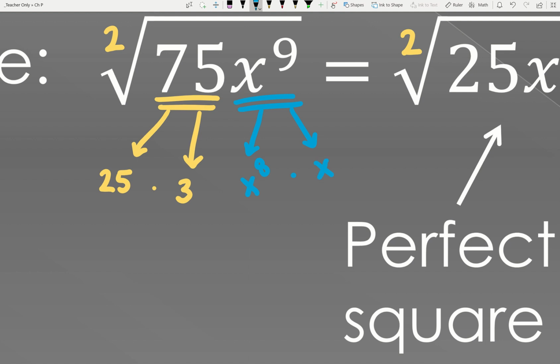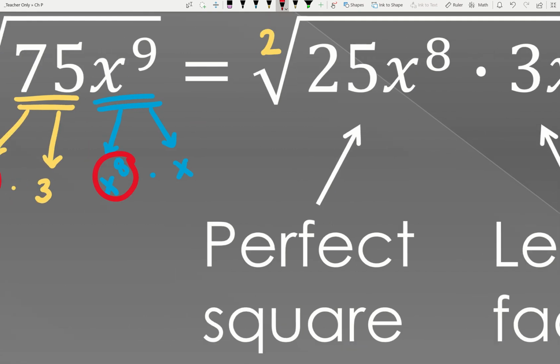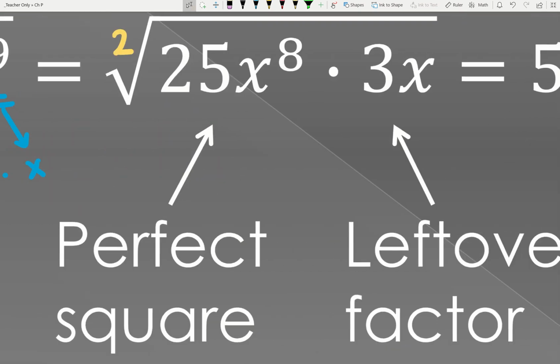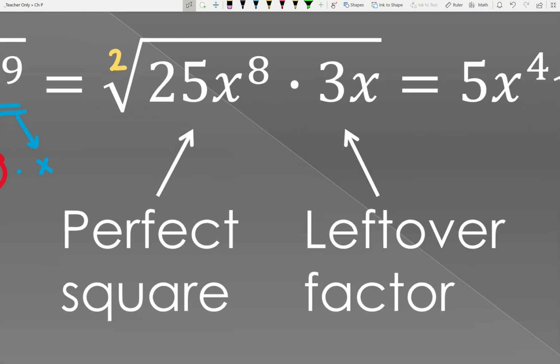Okay? The reason that I might want to do that is, again, because I've got these values here that represent perfect squares. I've got 25 and x to the 8th. These are ones that I'm going to group together and call your perfect square term over here. And then the other ones, the 3 and the x, those are what we might call your leftover terms. And the reason why we might break it up in this way is because if we break it up in terms of perfect squares, 25 and x to the 8th, those are going to be some quantities that really play nicely with this index of 2 on my root.